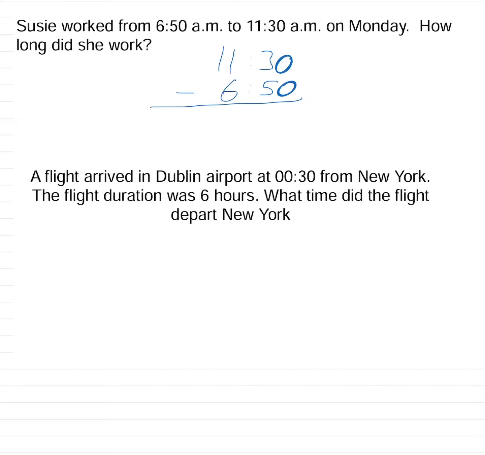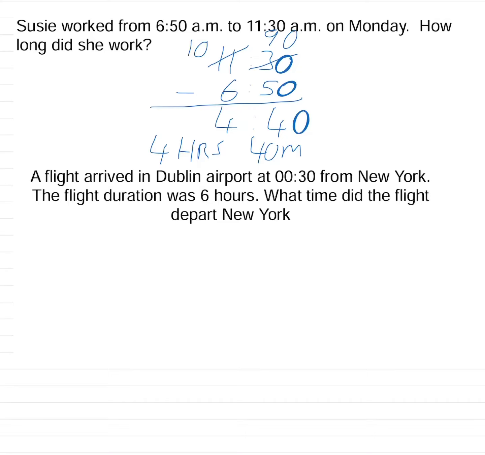Now we're doing 30 minus 50 first for the minutes. So that'll get us a negative number, so we don't want that. So what we'll do is we'll borrow from here, and then I'm borrowing an hour, so I'll be adding on 60 minutes. So this will become 90 now. 90 minus 50 gets us 40. 10 minus 6 gets us 4. So we have 4:40, so we have 4 hours and 40 minutes. That's how long she worked for.